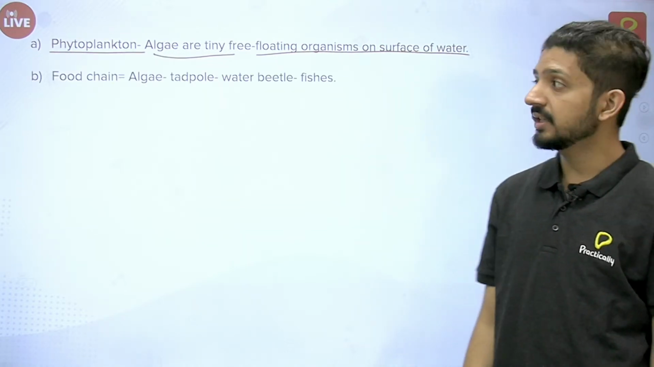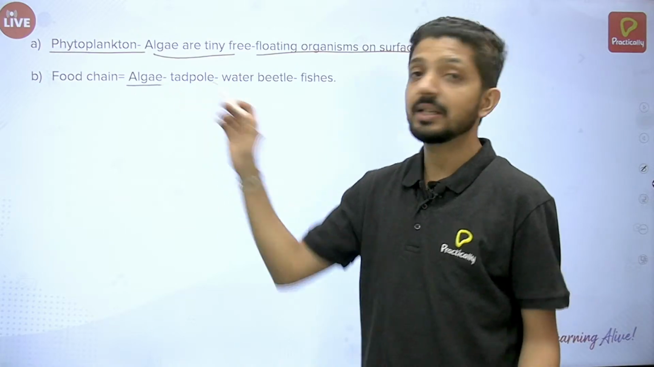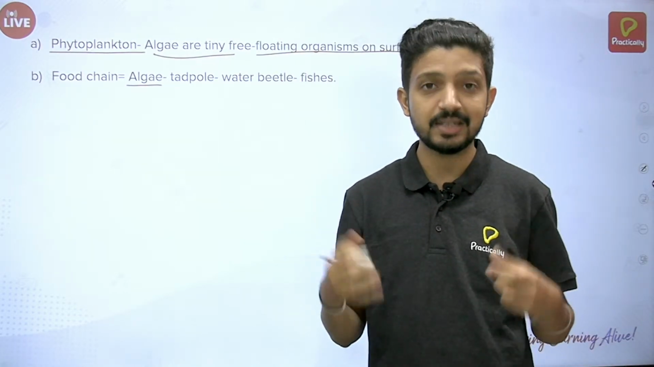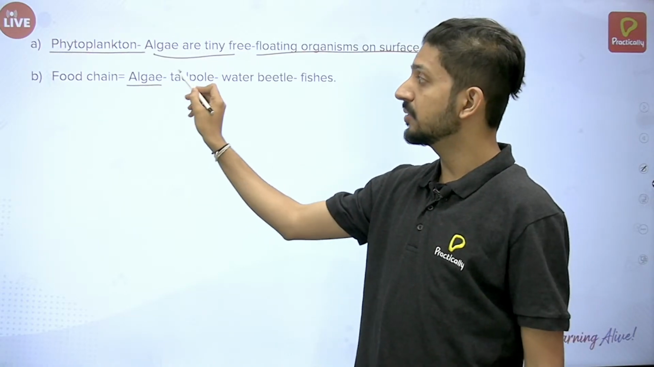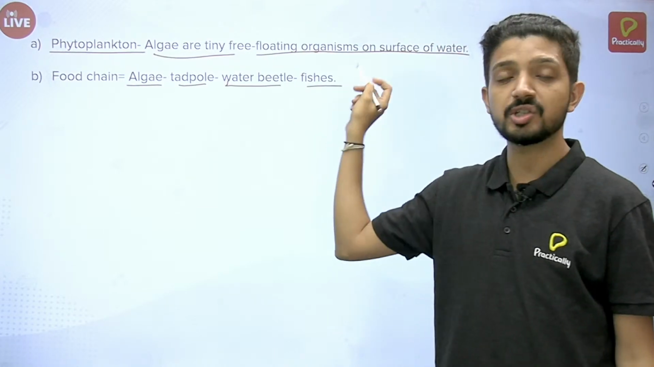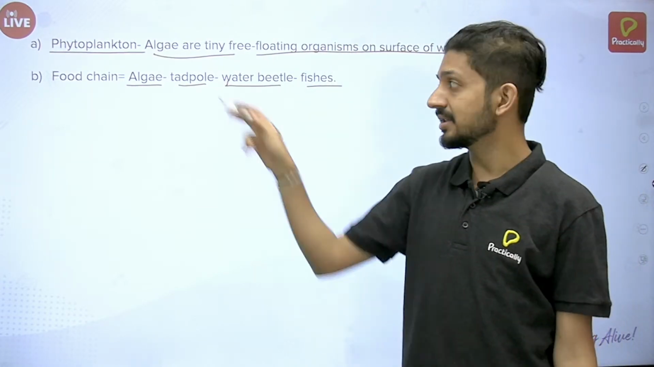Then what is a food chain? Basically, algae are the primary producers. Those are the chlorophyll-containing organisms which trap the energy of the sun and produce food. So they are primary producers, which are eaten by tadpoles, which are eaten by water beetles, which are eaten by fishes. So fishes are the topmost consumer over here. This is the food chain.